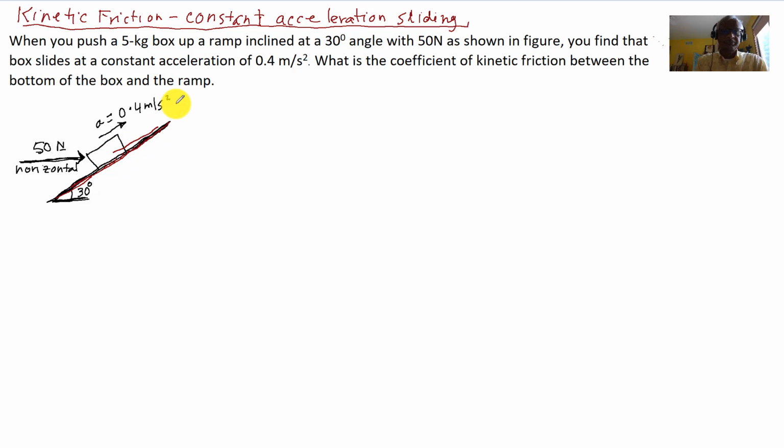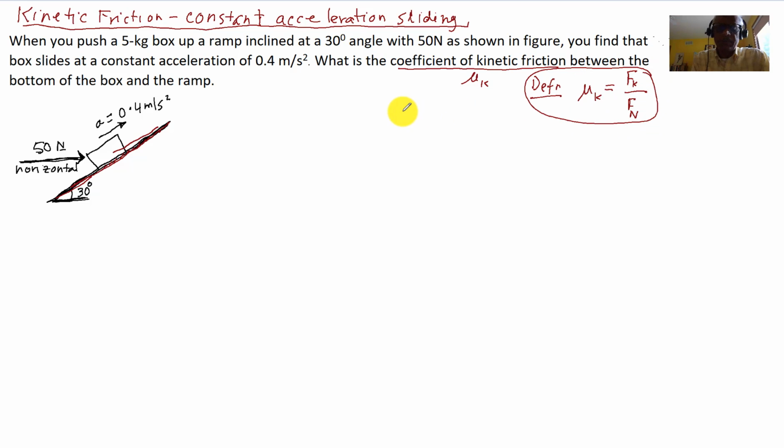So we're supposed to find the coefficient of kinetic friction, that's mu sub k. You're supposed to know the definition of that. The definition of mu sub k is the magnitude of kinetic friction over the magnitude of the normal. Okay, so that's the definition.